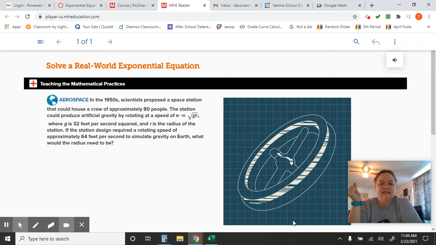In the 1950s, scientists proposed a space station that could house a crew of approximately 80 people. The station could produce artificial gravity by rotating at a speed of W equals the square root of GR, where G is 32 feet per second squared, and R is the radius of the station. If the station design required a rotating speed of approximately 64 feet per second to simulate gravity on Earth, what would the radius need to be?